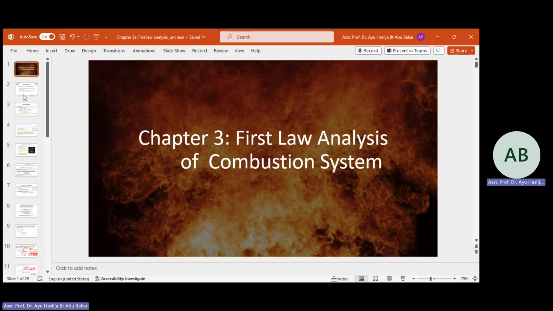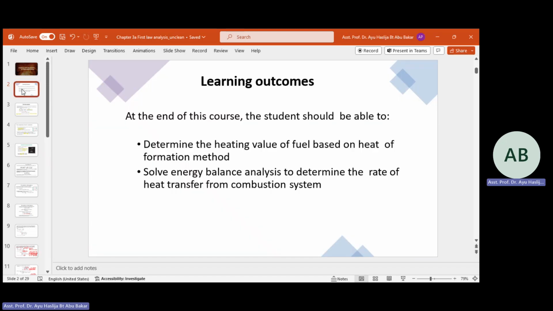Chapter 2 is about the combustion process, where you need to identify your fuel and the products, and then come up with your combustion equation. And then chapter 2 part 2 is about the combustion product analysis, where you need to know the mole fraction of your products.